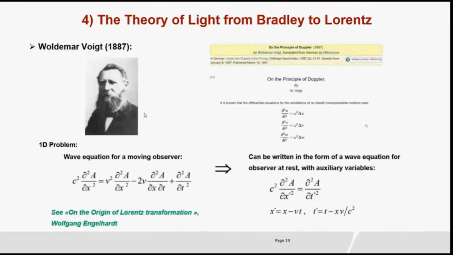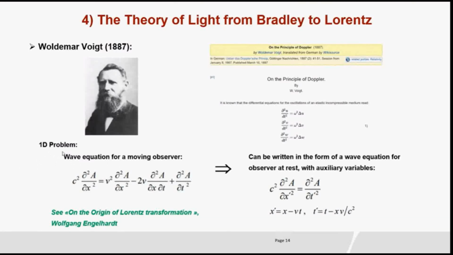Then this paper is very, very important, from 1887. Voigt was working on the wave equation, and he specifically says in the paper that this is the wave equation, the same wave equation we use for sound waves or light waves, in an elastic incompressible medium. So let's see it for one dimension. What Voigt wanted to do was to reanalyze the Doppler effect by using the wave equation.